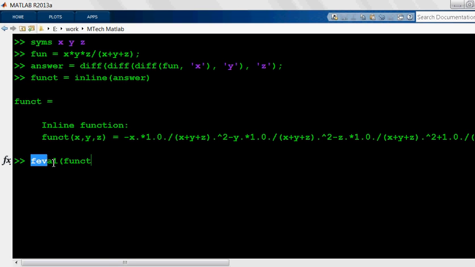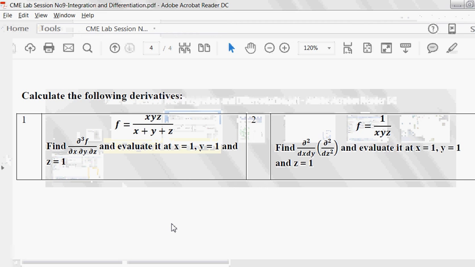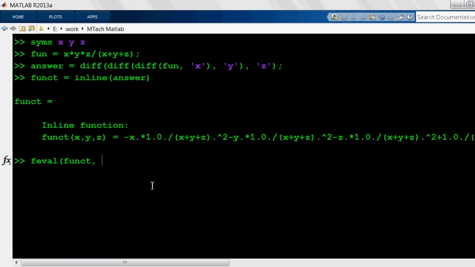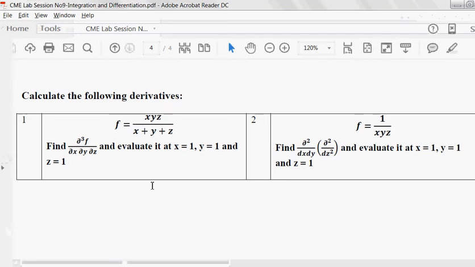Okay, it will evaluate this expression at the values of what values? At the values of x, y and z, whatever order is mentioned here, whatever values I give, they will be taken in the same order as this x, y and z. Okay, so what do we have here? x is 1, y is 1 and z is also 1. So I'm going to give 1, 1 and 1. I'm going to get an answer like this. So this is the solution to our particular problem.